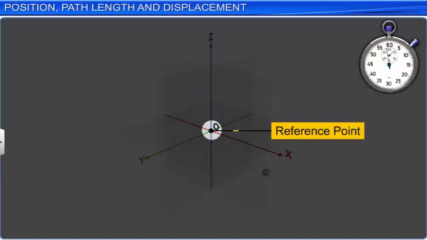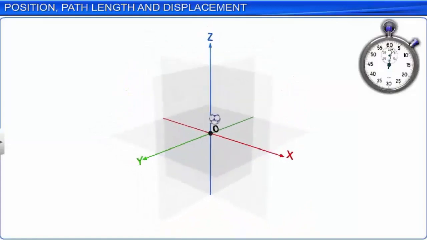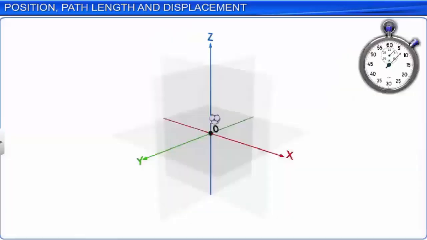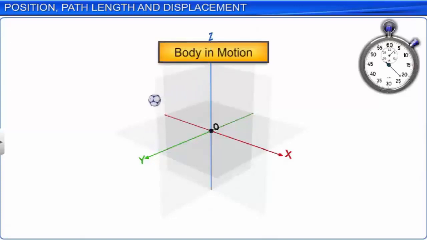To specify the position of a body, its x, y, and z coordinates are given with respect to this rectangular coordinate system. A stopwatch is included to complete the frame of reference. When any one or more of the coordinates change with time, the body is said to be in motion with respect to the frame of reference.